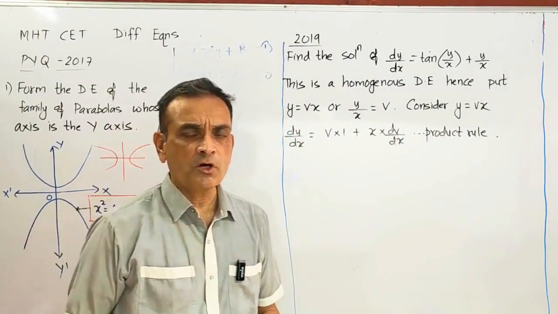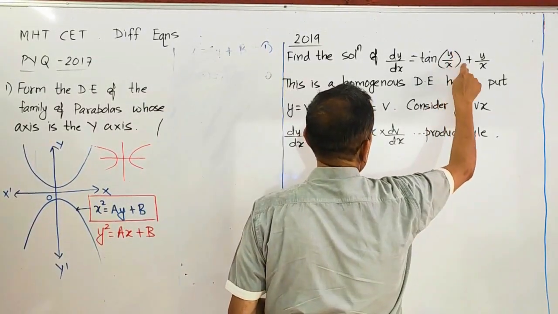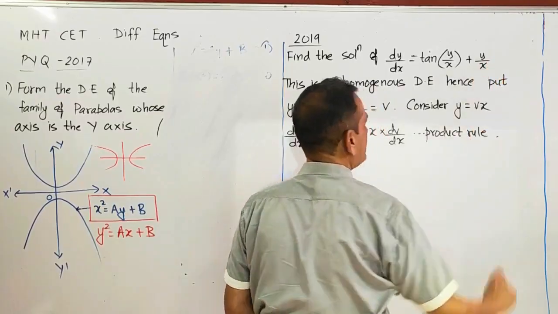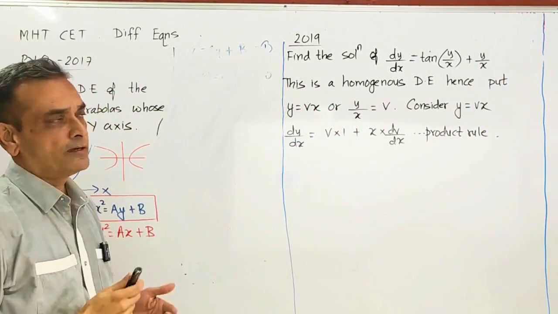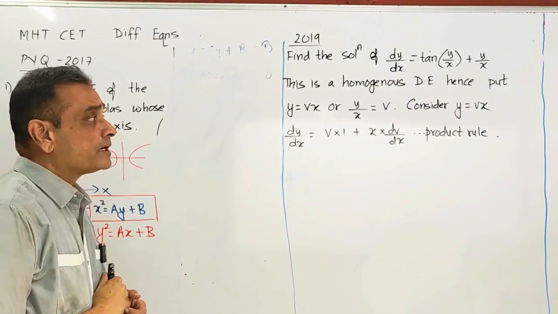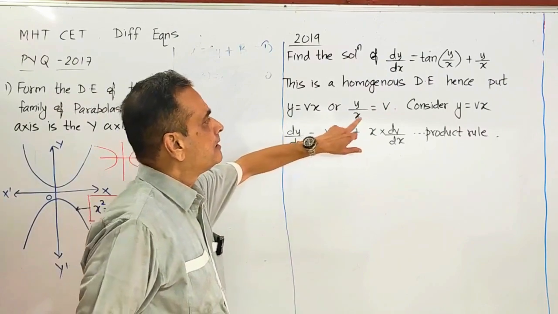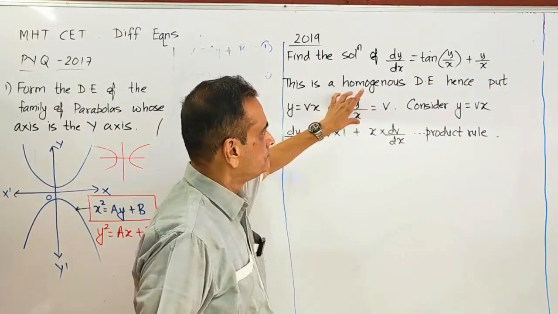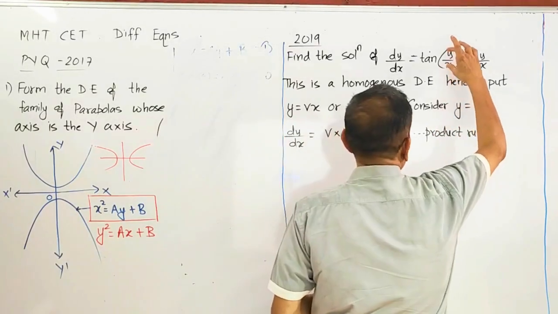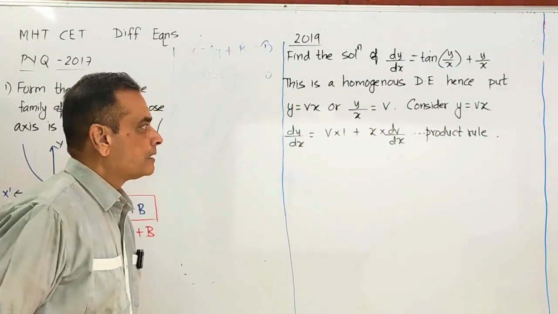Homogeneous equation means what? Degree is the same everywhere. Y raised to 1, x raised to 1, y raised to 1, x raised to 1. Degree is 1. Okay? Homogeneous means same degree. So, when the equation contains y upon x, the substitution is put that y upon x equal to v. If you substitute y upon x equal to v, it will become easy.